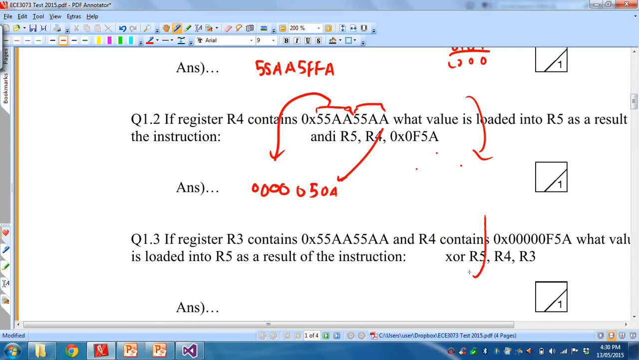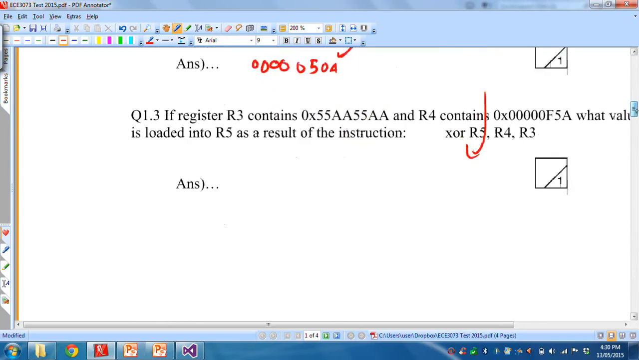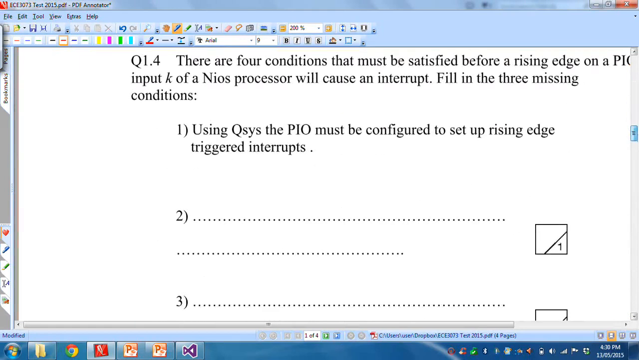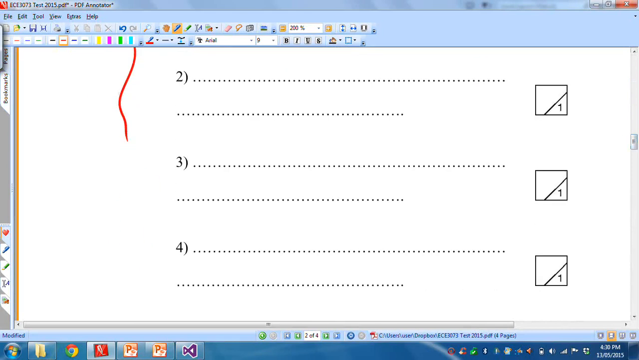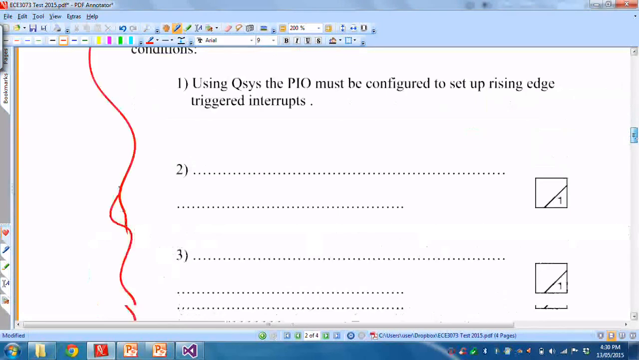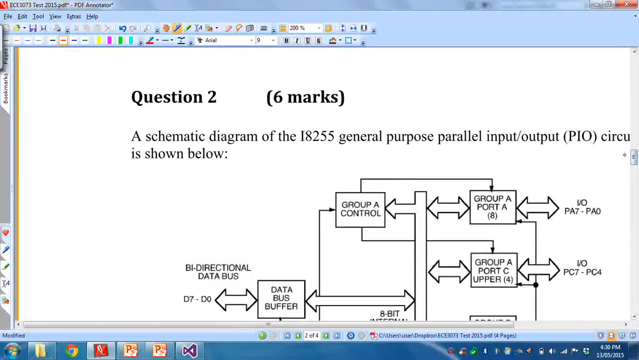XOR, you guys can do that, I'm not going to bother. Exactly the same process. Conditions. This stuff you've practiced in the labs and it's all written in the notes. So these should be 3 free marks. Now to give credit to you guys, most people scored reasonably okay on this question. People did terribly on question 2.